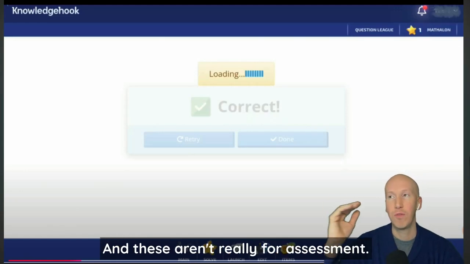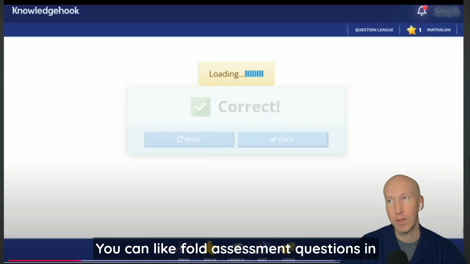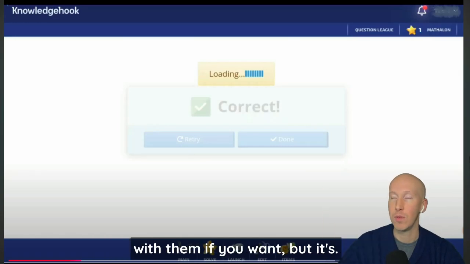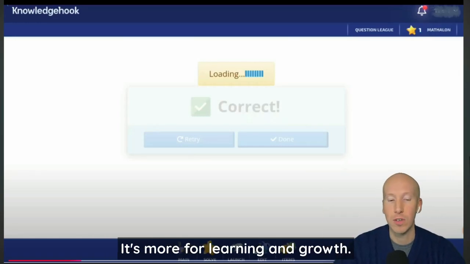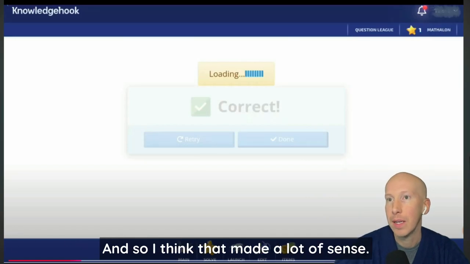And these aren't really for assessment. You can fold assessment questions in with them if you want, but it's more for learning and growth. And so I think that made a lot of sense.